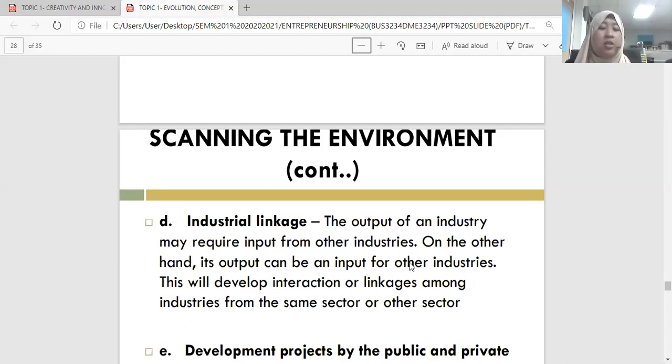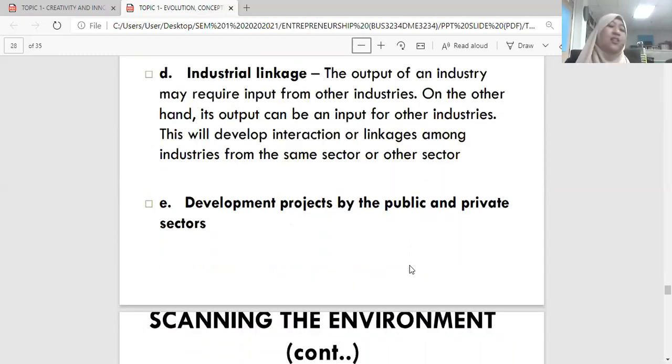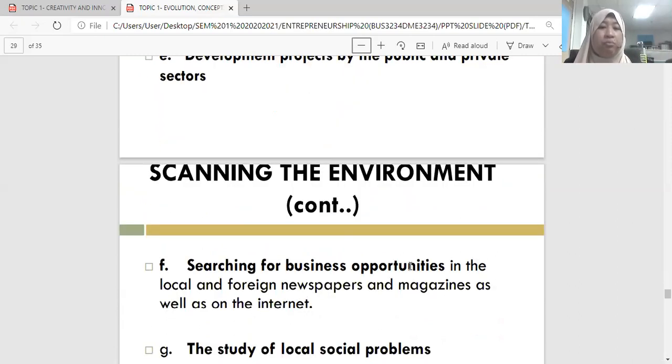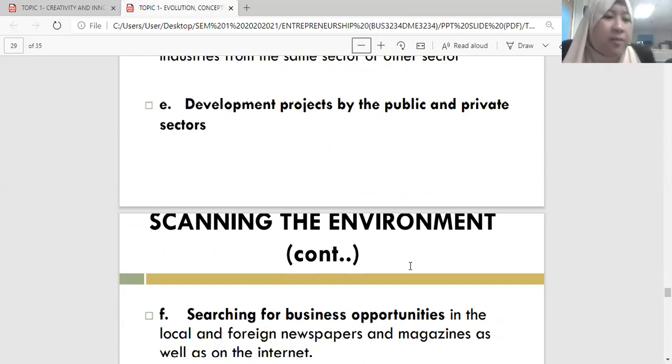All right. So we're moving to the E factor, development projects by the public and the private sector. So what is a project by the public and private sector? Basically, what I want to share with you all is in Malaysia. For example, I do not know much about Indonesia, maybe Dewa and friends, you can share with me an example in Indonesia itself. For projects by the public sector, we can take an example like this.